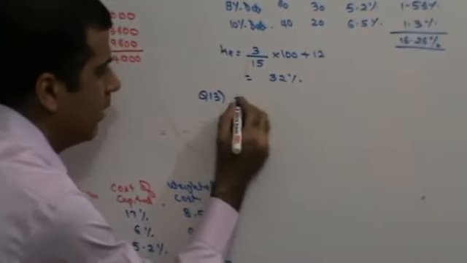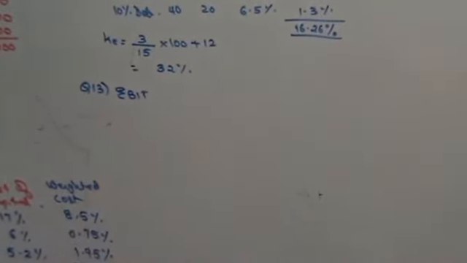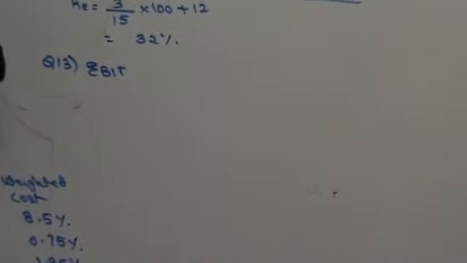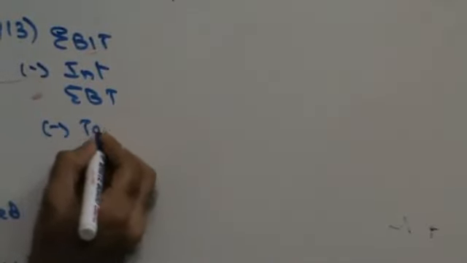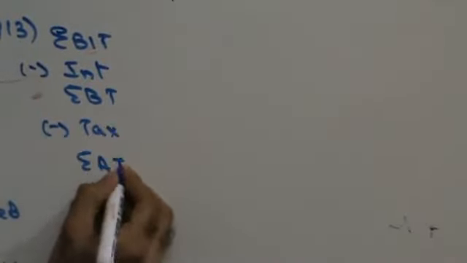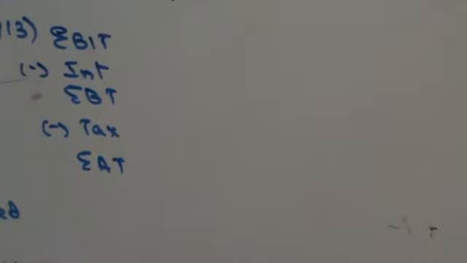First, let's make the table. EBIT is given to you. Earning before interest and tax is given to you. Less interest will give you EBT. Less tax will give you EAT. Right? First, let's do this.